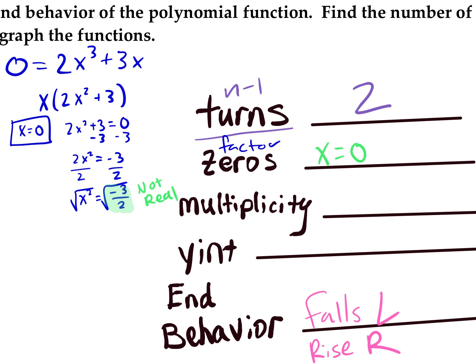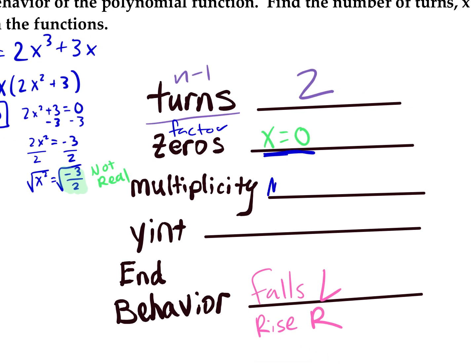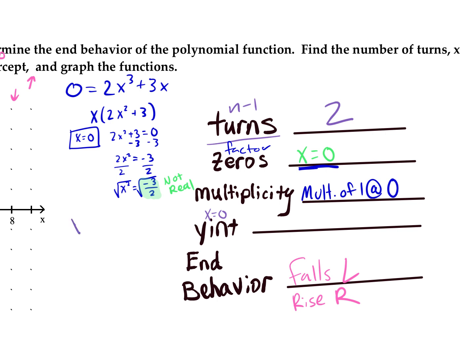Next, I want to state the multiplicity. So the multiplicity at 0 would be 1. So I have multiplicity of 1 at 0. Or we could say at x is equal to 0. Next, I'm going to find the y-intercept. So that is when x is 0. So I'm going to plug 0 into my x's. So 2 times 0 cubed plus 3 times 0, which would be y is equal to 0. X and y intercepts are always a point, so that would be 0, 0.